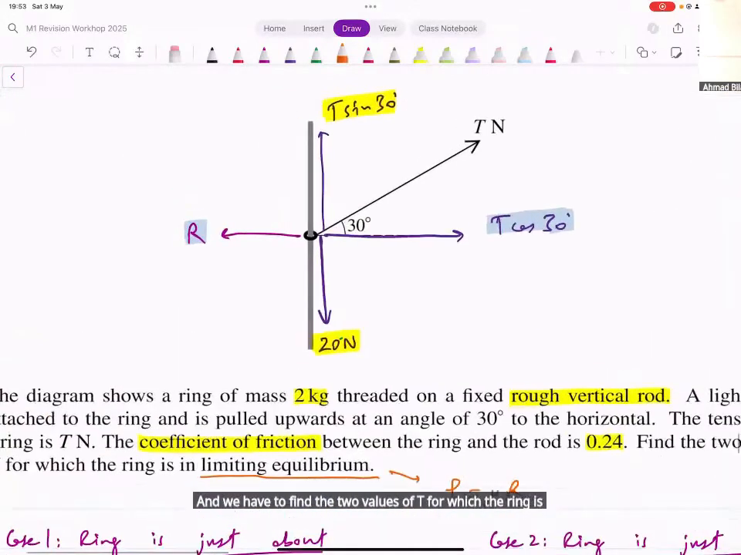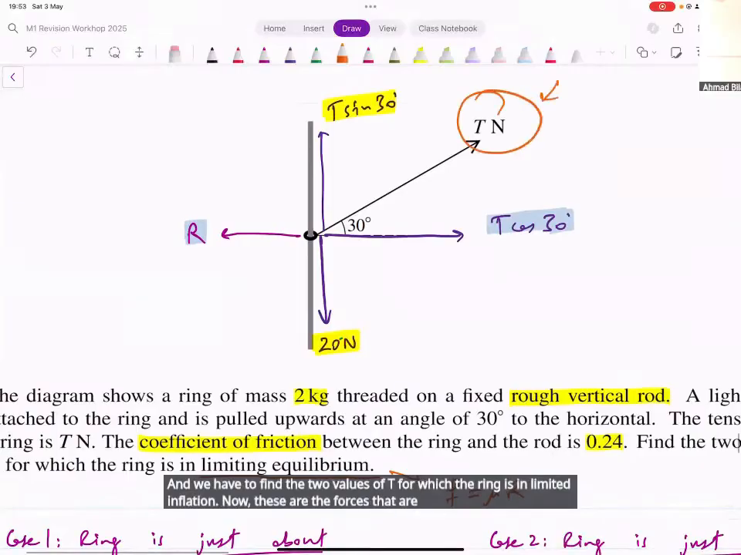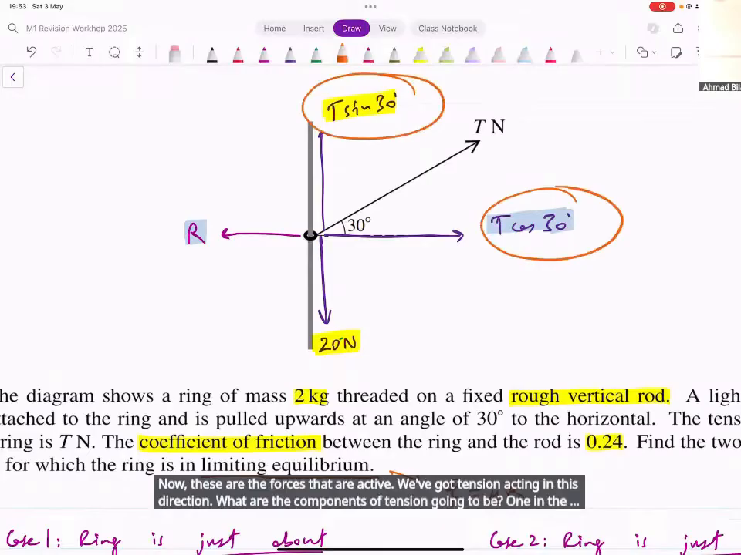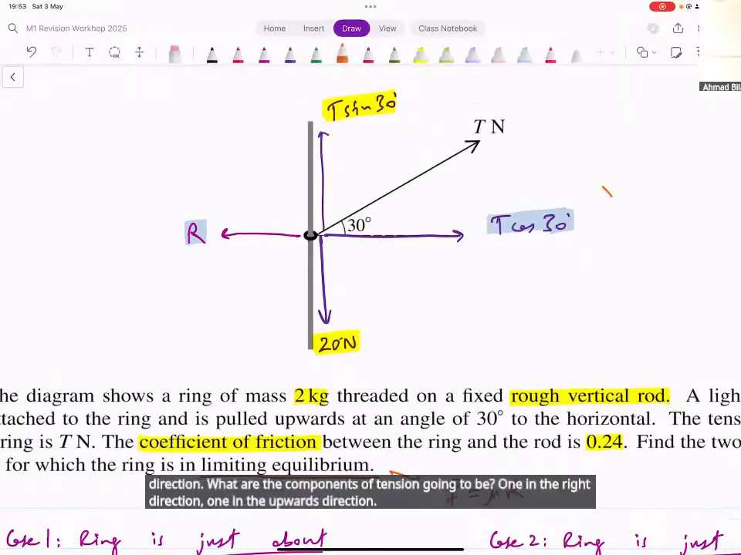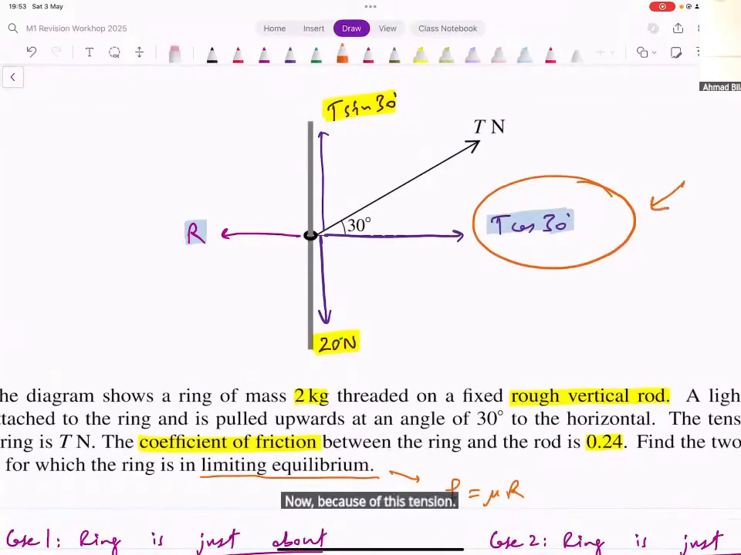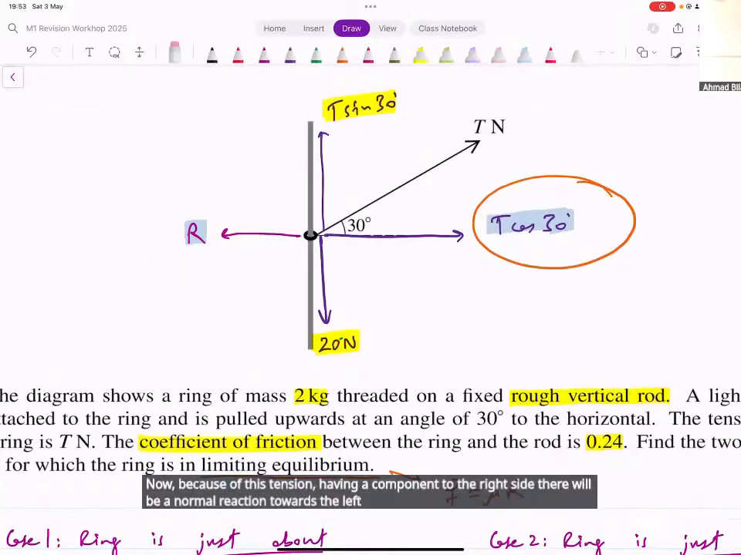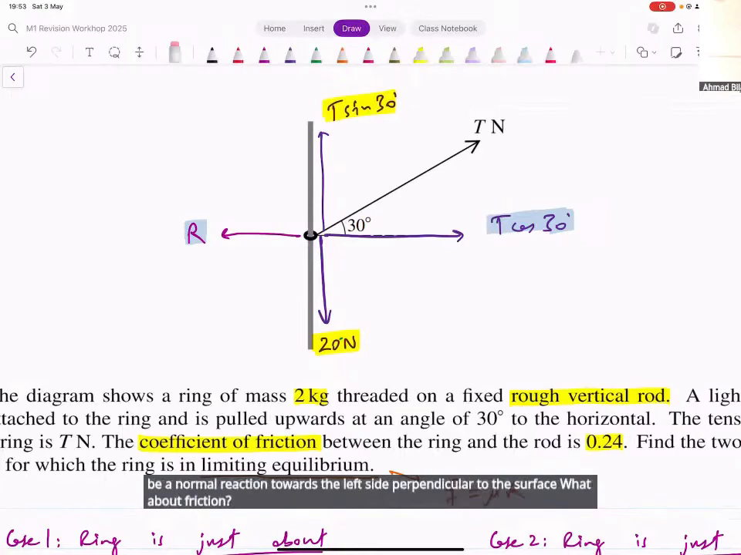Now, these are the forces that are acting. We've got tension acting in this direction. What are the components of tension going to be? One in the right direction, one in the upwards direction. Now, because of this tension having a component to the right side, there will be a normal reaction towards the left side, perpendicular to the surface. What about friction? Do we know the direction of friction?